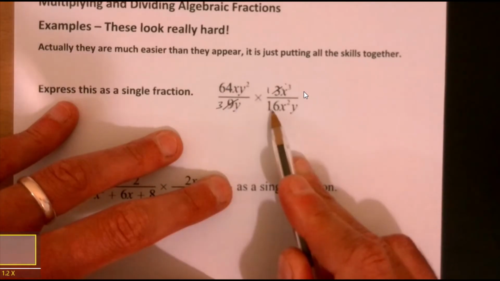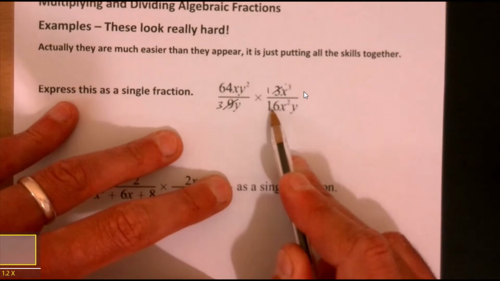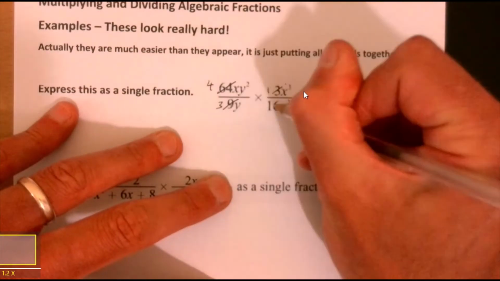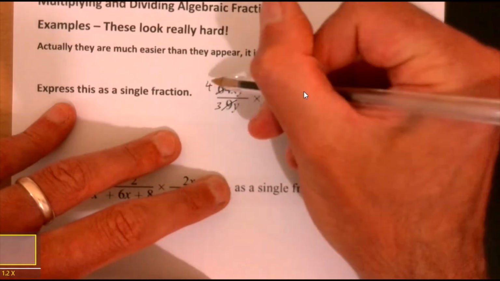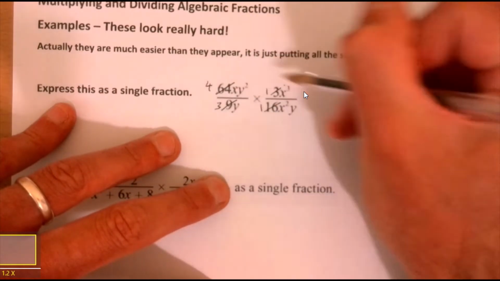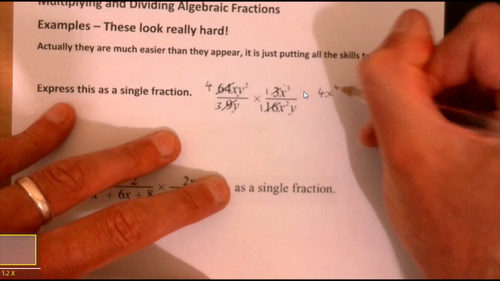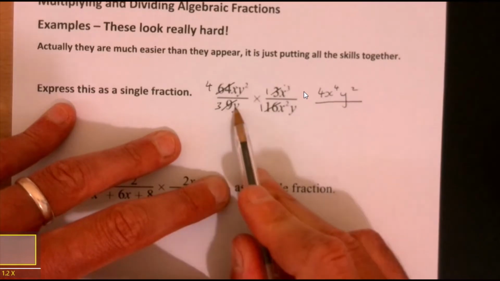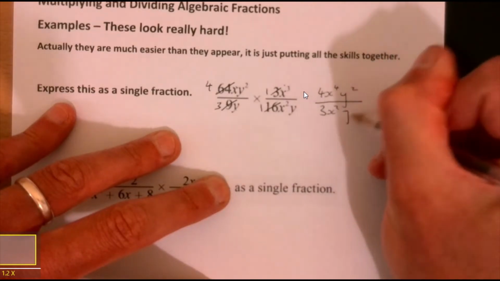64 and 16. Well, 16 goes into 64 4 times. So that's the same as 4 over 1. Yeah, that's making life much easier, okay? Let's just write out where we've got to. Okay, so I've got 4 times x cubed, so 4 times x to the 4 y squared, alright? And then I've got 3 times y times x squared times y squared, so that'll be 3x squared y squared.